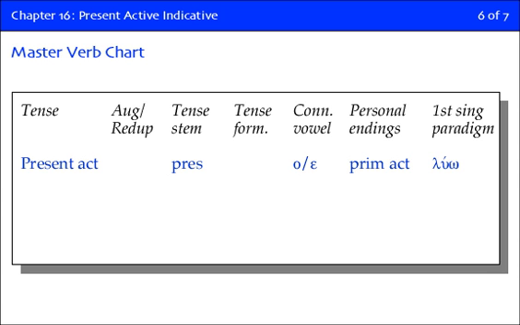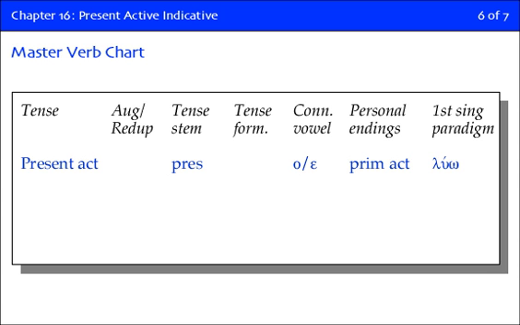Now there's a couple columns in this chart that you don't know anything about yet, and that's okay. The column aug reduc doesn't apply to the present active indicative. Tense form doesn't apply. But you can see what the rest means, can't you? How do you form the present active? You form it with the present tense stem, you use a connecting vowel, omicron epsilon, and you use primary active endings. And so if we had a paradigm of the first singular, it would be luo. Okay? I cannot stress how important this master verb chart is.